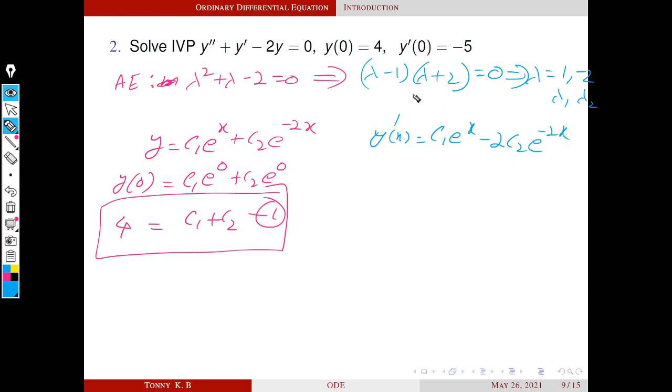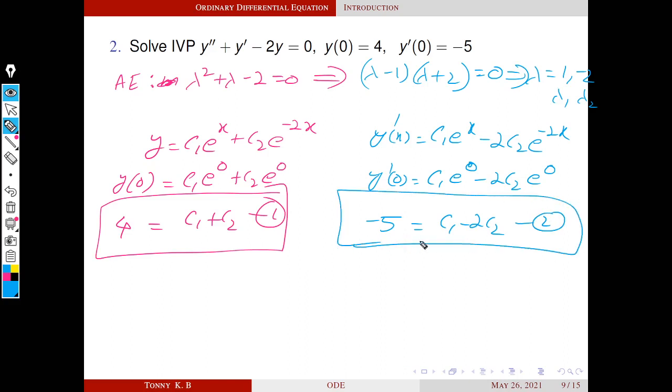Next we substitute x equal to 0. So the left-hand side becomes y dash of 0, which is equal to c1 e raised to 0 minus 2c2 e raised to 0. Given that this is equal to minus 5, we have minus 5 is equal to c1 minus 2c2. So this is our equation number 2. By solving these two equations 1 and 2, we will get c1 and c2.